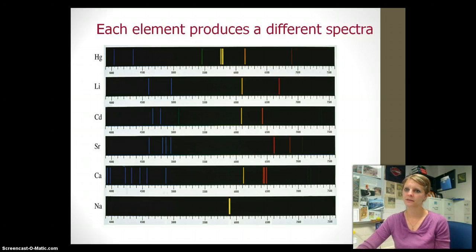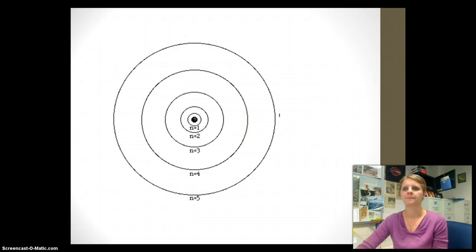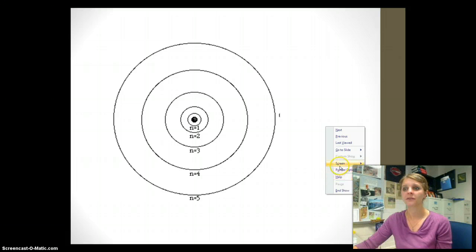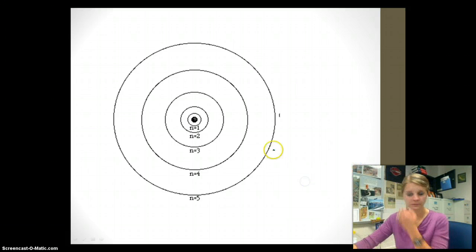Now the question is, what does this tell us about what's inside the atom? How do we know what that means? So let's go back to this image of what the atom looks like and figure out how did we get these colors? Let me get myself a pen.